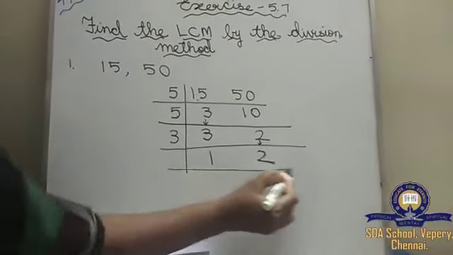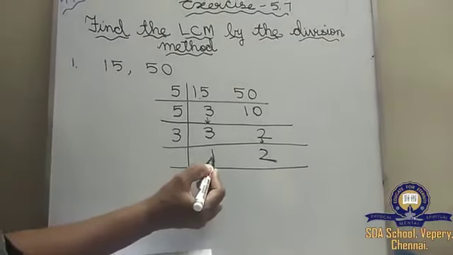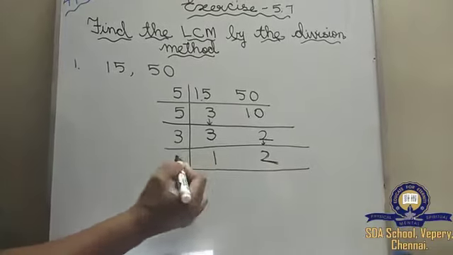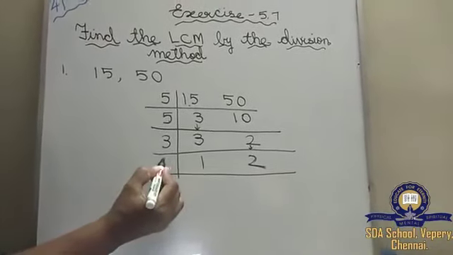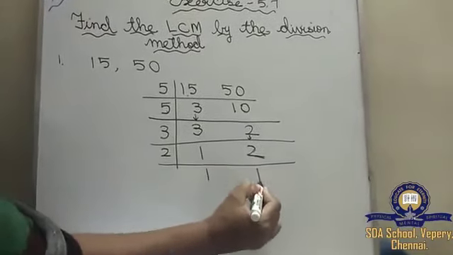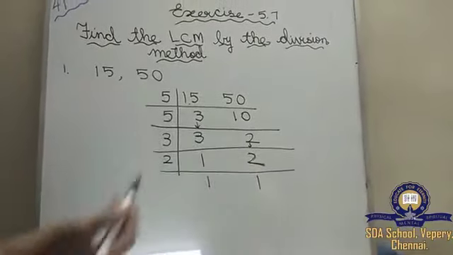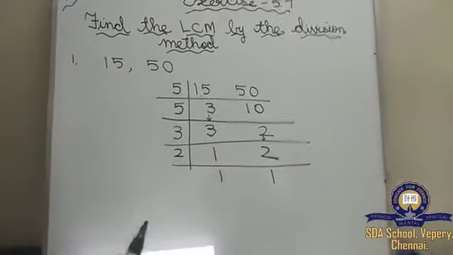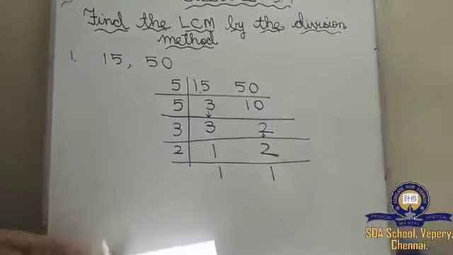And then what you have to do? Now 1 here it came, isn't it? So you need not multiply. So here what 2 is there? So here you have to put 2. So you have to bring down this 1, and 1 2 is 2. See, now 1 came. So now what you have to do? Now only you have to find the LCM.